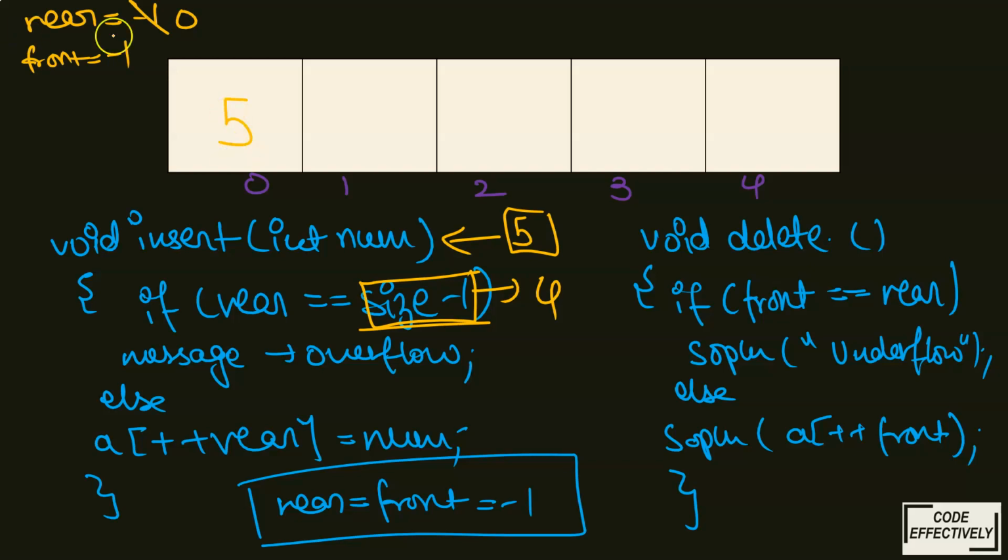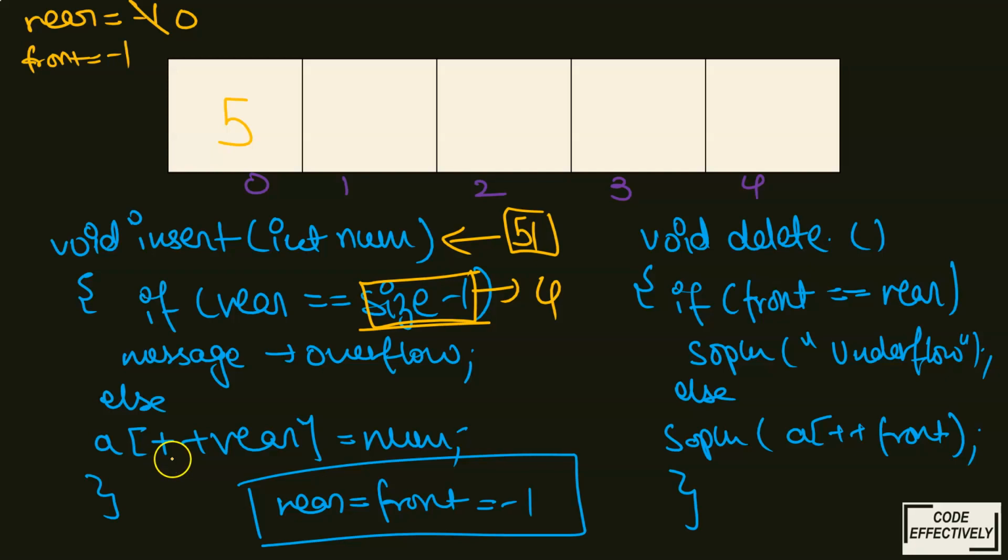Okay, and now the value of rear will be 0. Now again I want to input a number, let's say 51. First the computer will check if rear equals size minus 1. What is the value of rear? Rear value is 0 and size minus 1 is equal to 4. So can you imagine 0 is equal to 4? This is false.